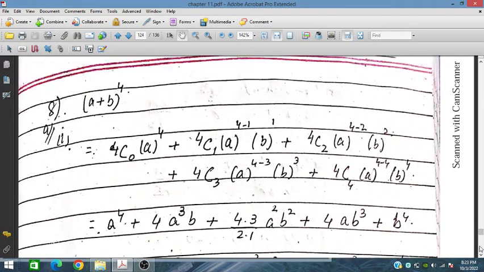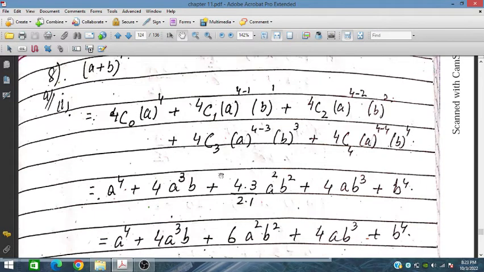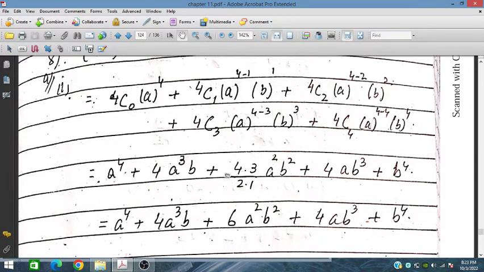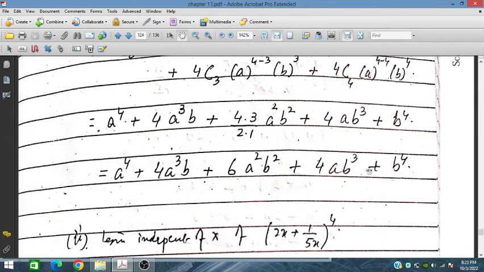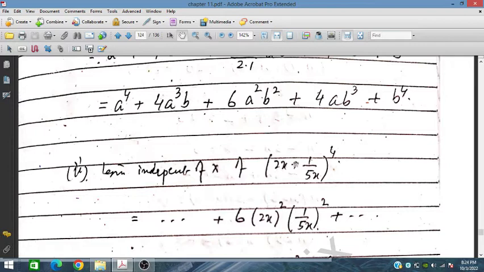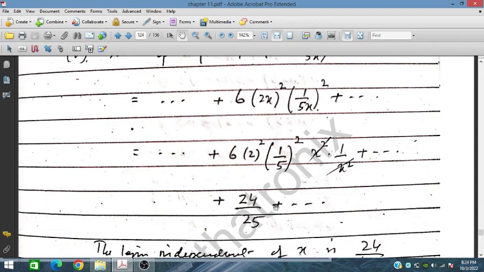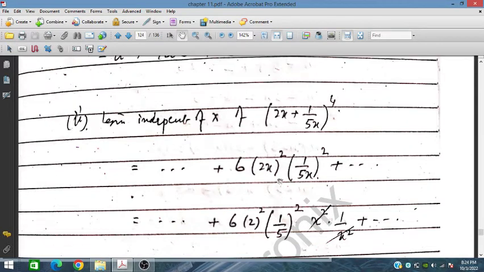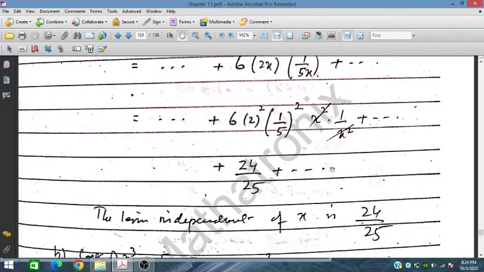This is question number 8. A plus b power 4 is given as this. So we know it very well. So we write down this, and we eventually get this. This is a simple question. The term independent of x is obtained as this. So this is 2 and this is 2. So this x power 2, this is x power 2, and the denominator will cancel out, and we'll obtain this 24 upon 5. On simplification of this coefficient, we have this. So this is a term which is independent of x in the expansion of this.